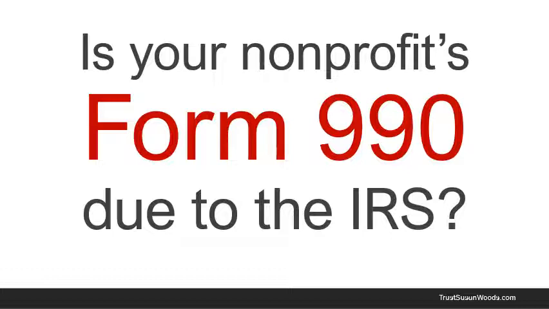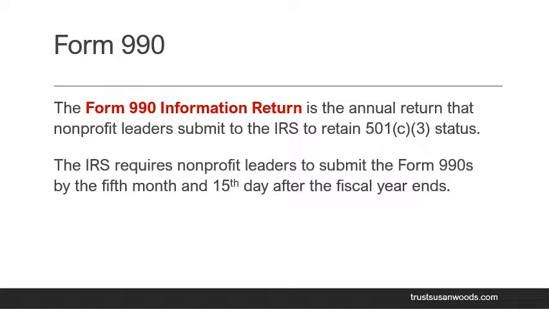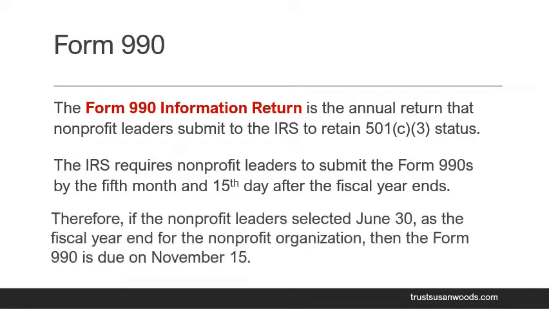Is your nonprofit's Form 990 due to the IRS? The Form 990 information return is the annual return that nonprofit leaders submit to the IRS to retain 501c3 status. The IRS requires nonprofit leaders to submit the Form 990 by the fifth month and 15th day after the fiscal year ends. Therefore, if the nonprofit leaders selected June 30th as the fiscal year end for the nonprofit organization, then the Form 990 is due on November the 15th.